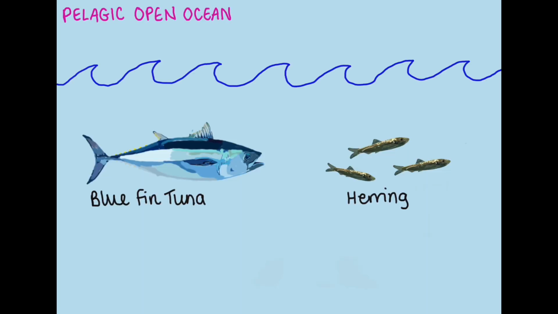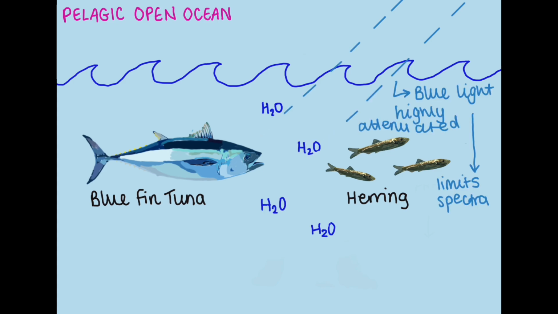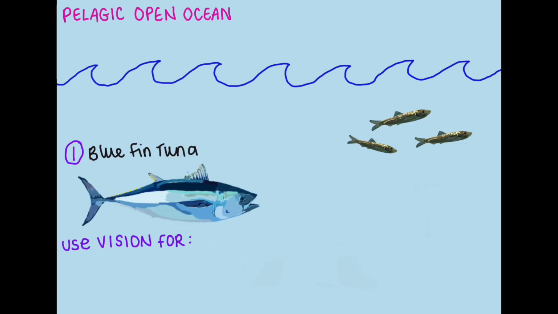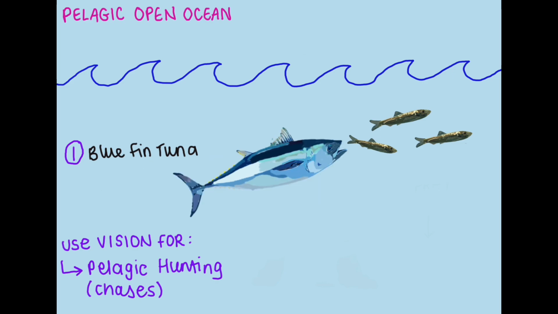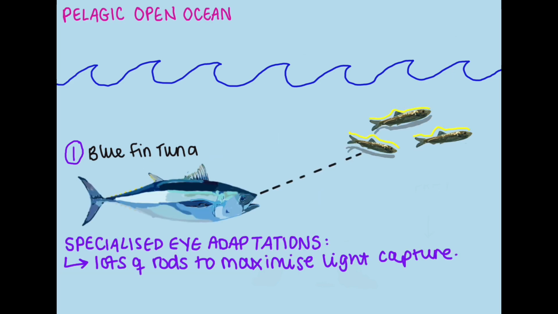The open ocean is a less complex but more challenging visual environment. The blue light is highly attenuated and limited, and any light entering the water gets increasingly scattered with depth, meaning images are very blurred, and predators need lots of rod cells to maximise light capture in order to identify the contrasting shadows of prey above them in deeper waters.